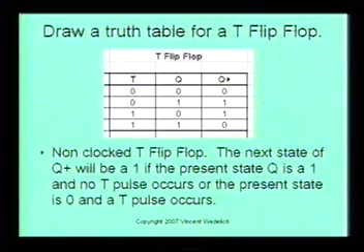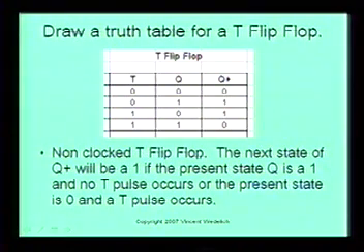The next problem was to draw a truth table for a T flip-flop. I picked, randomly, a non-clock T flip-flop. The next state of Q positive will be a 1 if the present state Q is a 1 and no T pulse occurs, or the present state is 0 and a T pulse occurs. So let's look at this again. There's no clock. It's a T flip-flop.